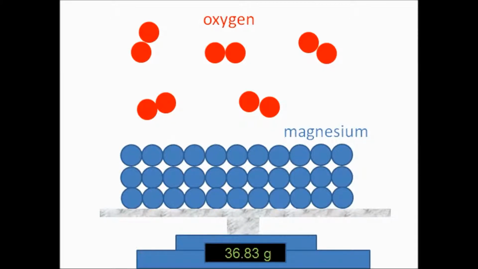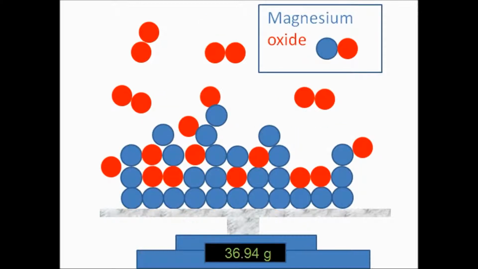When we weighed the magnesium the first time round, we were weighing only magnesium atoms because the oxygen was floating around in the air. So look what happened to some of the oxygen atoms. They've broken free from their pair and they've bonded with the magnesium atoms. So we can now weigh the oxygen as well because it's become part of the solid. So oxygen does have a mass, and that's why it got heavier.